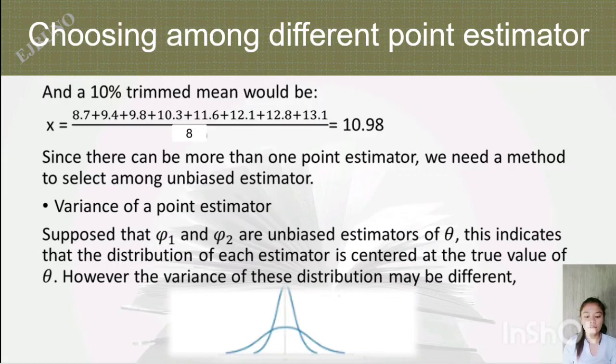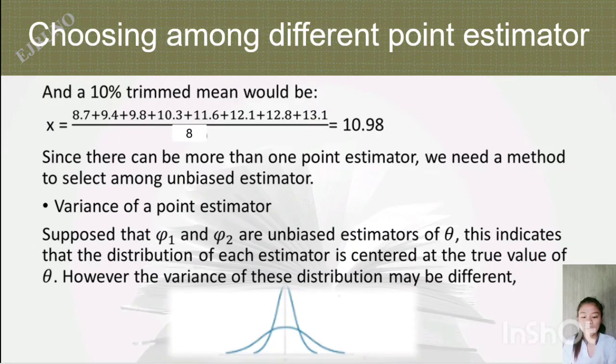Since there can be more than one point estimate, we need a method to select among unbiased estimators. Variance of a point estimator. Suppose that phi1 and phi2 are unbiased estimators of theta. This indicates that the distribution of each estimator is centered at the true value of theta. However, the variance of these distributions differs.